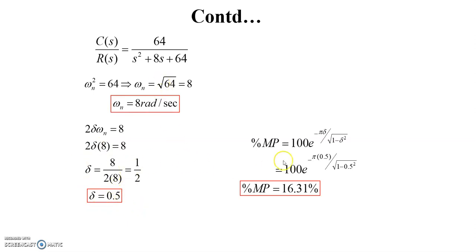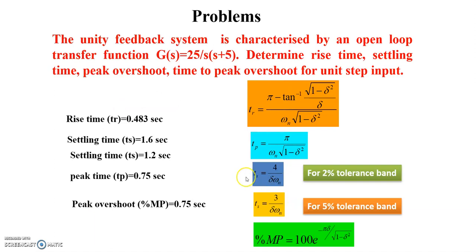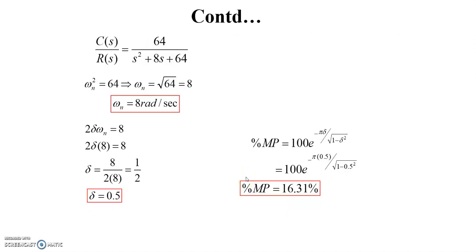From this you can find the percentage MP. You know the formula already: 100 into e power minus pi zeta divided by root of 1 minus zeta square. So 100 into e power minus pi into 0.5 divided by root of 1 minus 0.5 square, which is 16.31 percent. So this is the solution for this problem.